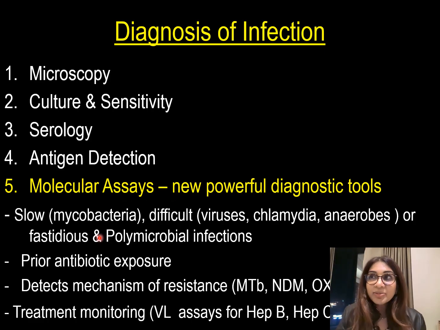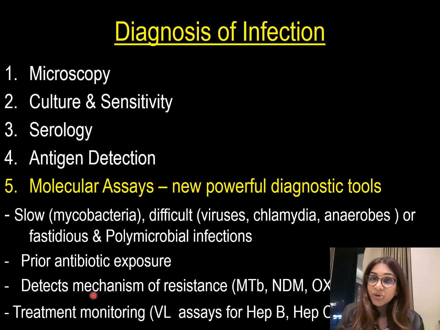In fact, they have changed the way we treat tuberculosis by the early diagnosis of MTB with the help of Xpert MTB PCR, which is especially the GeneXpert. Also, the molecular assays, the PCR assays, are helpful in identification of difficult to grow pathogens like viruses, Chlamydia, especially in STIs, anaerobes, or even fastidious organisms, as well as in detecting polymicrobial infections, which are difficult to diagnose only on the basis of cultures. They are also useful if there is a prior antibiotic exposure.